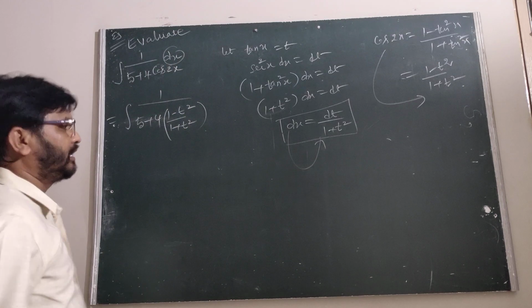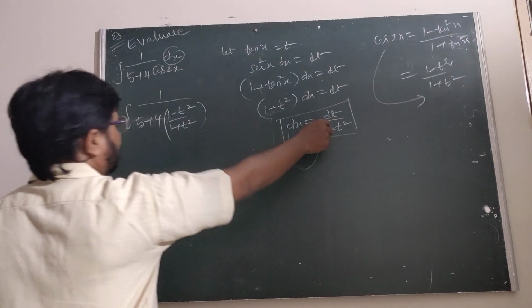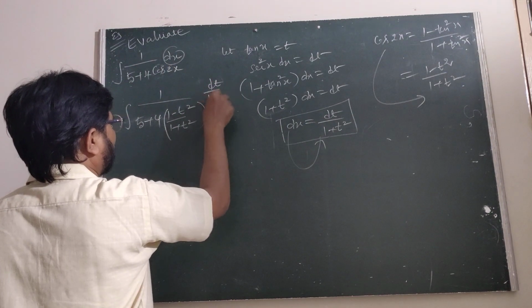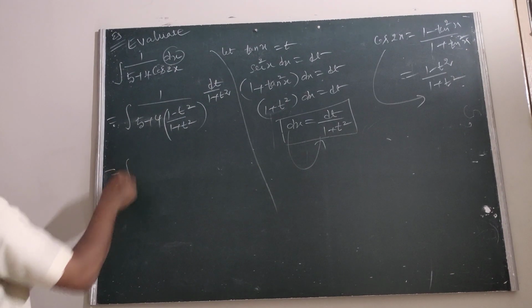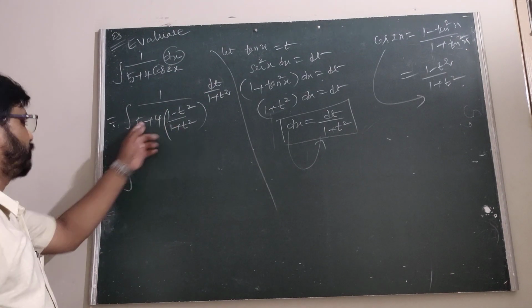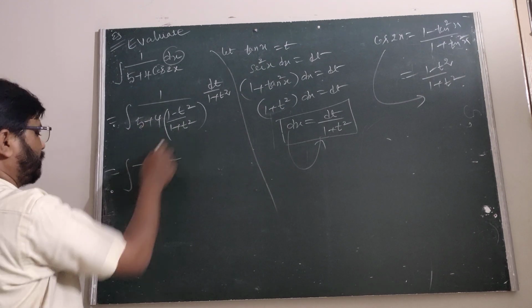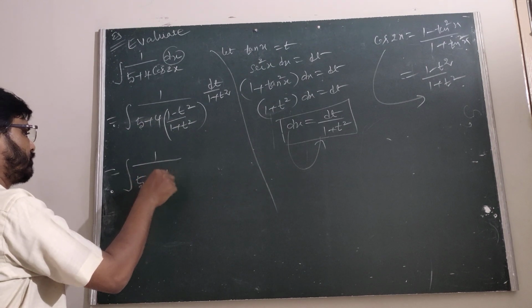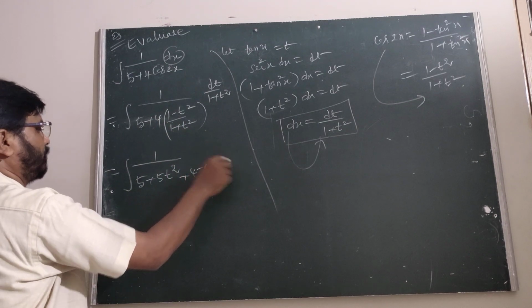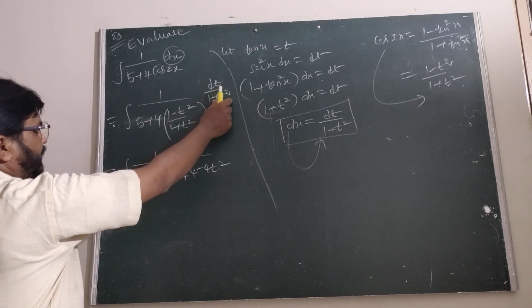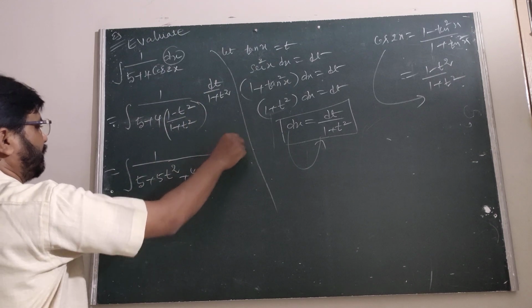Then also write dx. What is dx here? dx is dt upon 1 plus t square. Therefore, here the LCM is 1 plus t square, which is multiplied with the 5: 5 into t square, 5 t square. Therefore 4 minus 4 t square. The LCM and this one cancel, and we are getting only the dt.